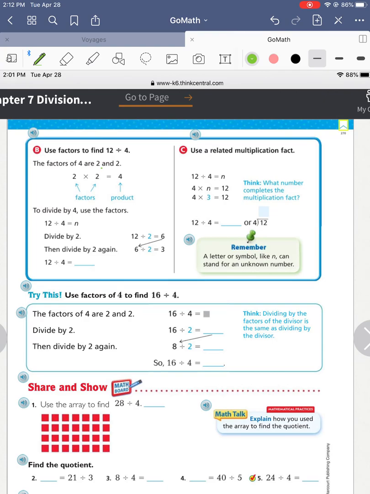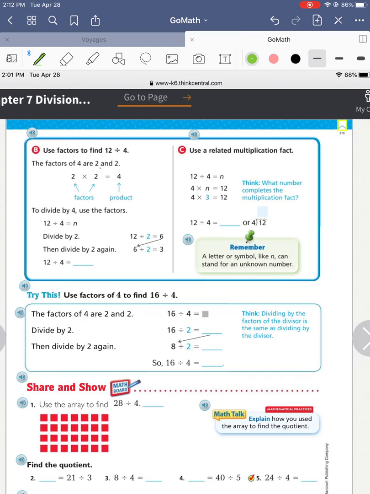So then 12 divided by 2 is 6. Then divide by 2 again. 6 divided by 2 is 3. So 12 divided by 4 is 3. So basically what you're doing is doing half of the fact. So instead of dividing by 4, you're dividing by 2's. So then you just divide by 2 twice.